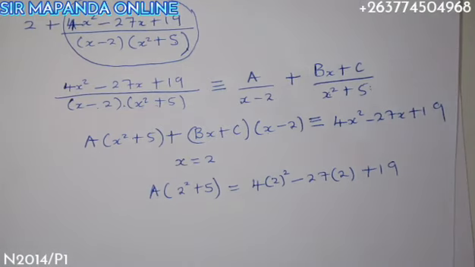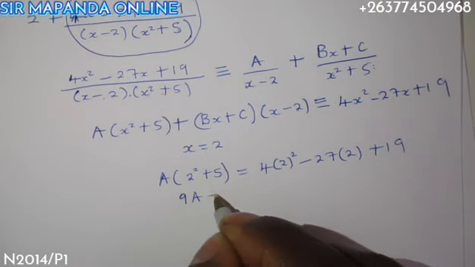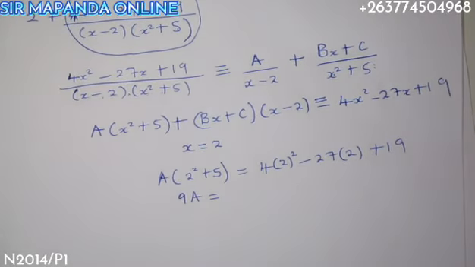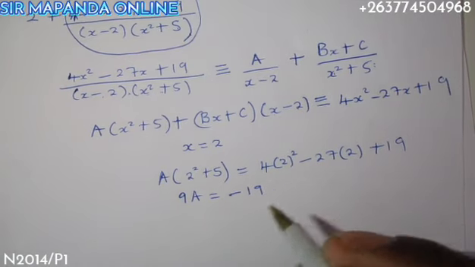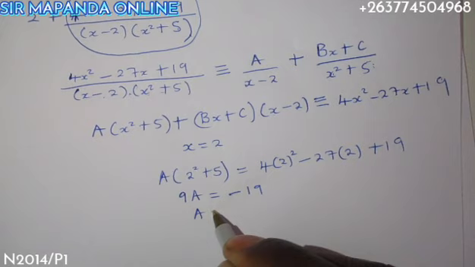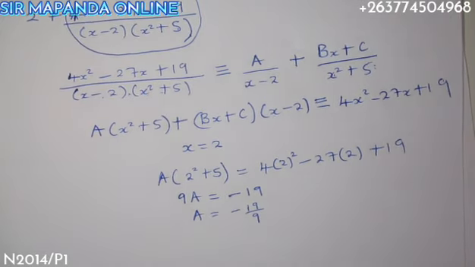So 2 squared plus 5, you get 9. So you have 9a on your left. Then on the right side, it's 4 open bracket 2 squared minus 27 open bracket 2 plus 19. You get minus 19. So divide both sides by 9. A is equal to minus 19 over 9.